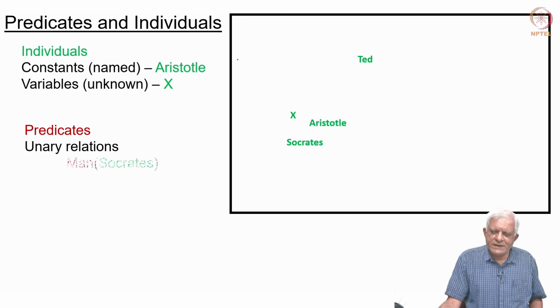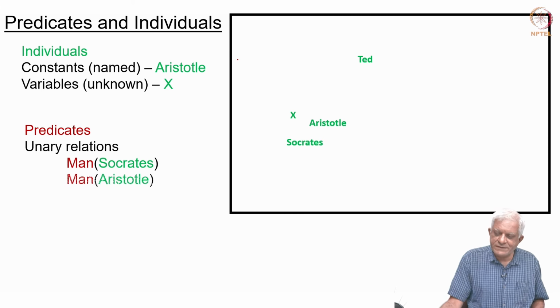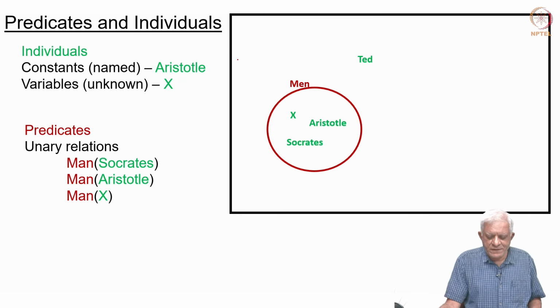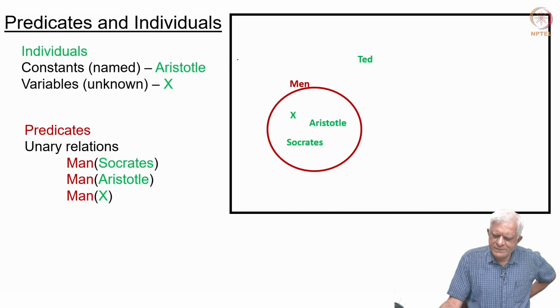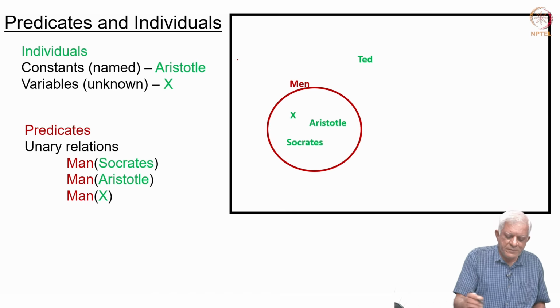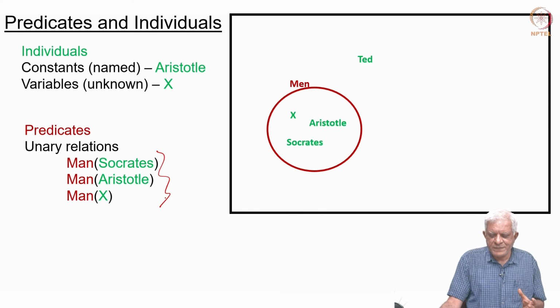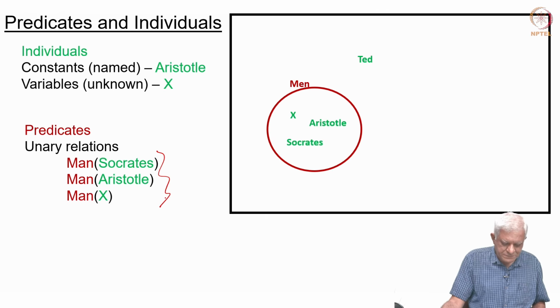So, predicate, we said there can be unary relations. So, for example, Socrates is a man, Aristotle is a man, X is a man, we might want to say, and the meaning of that is that okay, there is this set of men which is shown in this red circle here, and all these three individuals, Socrates, Aristotle and X, belong to that set, and that is the meaning of these unary predicates. A unary predicate refers to a subset of the domain. So, the subset is called men in this case, and the domain is of course the universe of discourse.